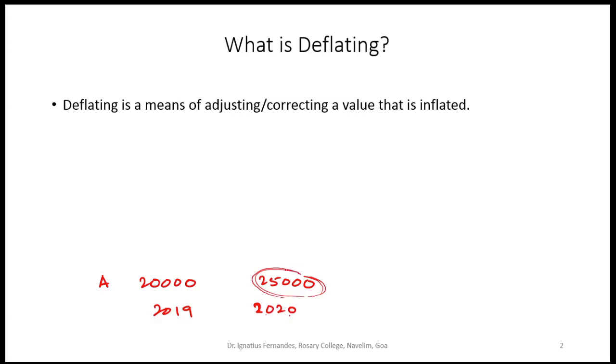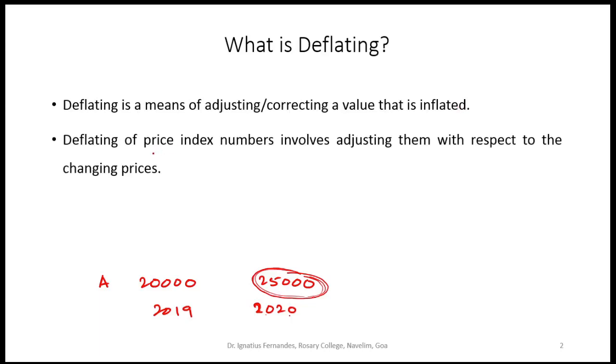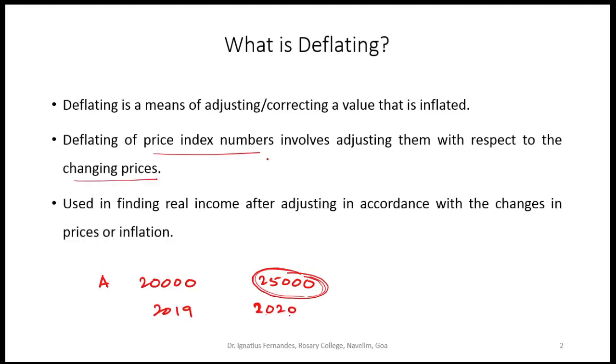So what we do is we try to adjust this income to find the real income by taking into consideration the variation in the prices or any other means like inflation and so on. That is exactly what we call deflating. So deflating is a means of adjusting or correcting a value that is inflated. Deflating of price index numbers involves adjusting them with respect to the changes in prices, and this is usually used in finding real income after adjusting the income in accordance with the changes in the prices or inflation.